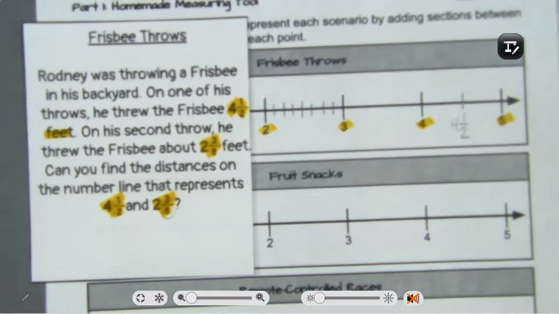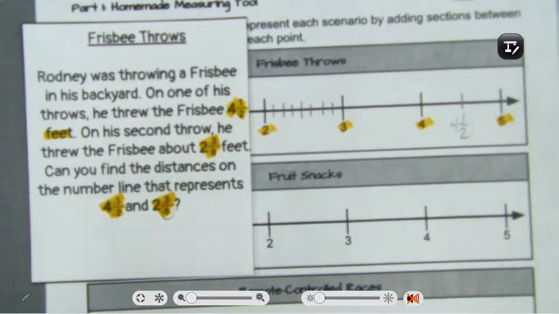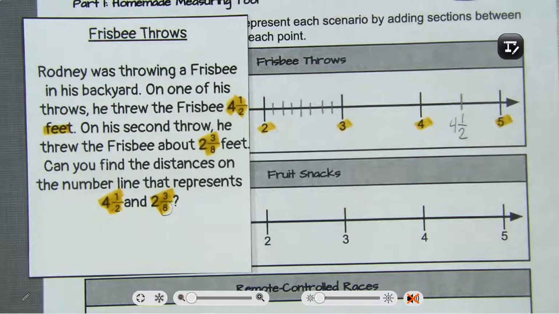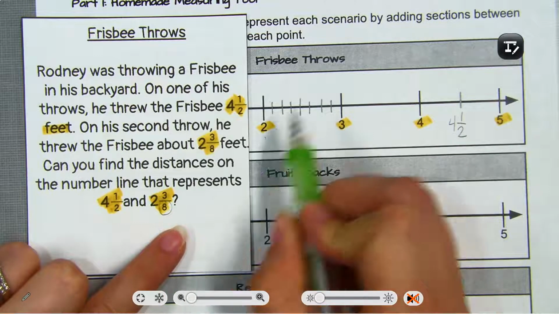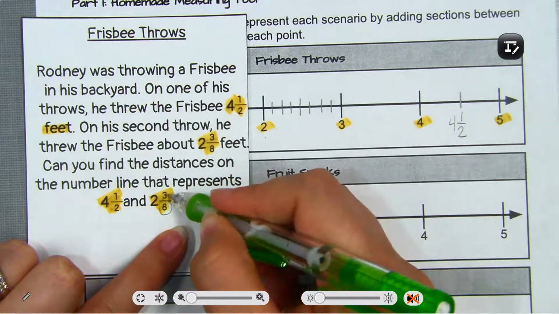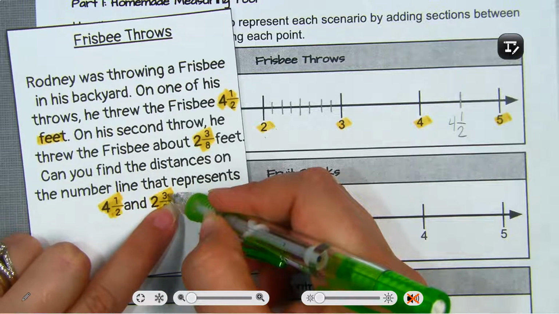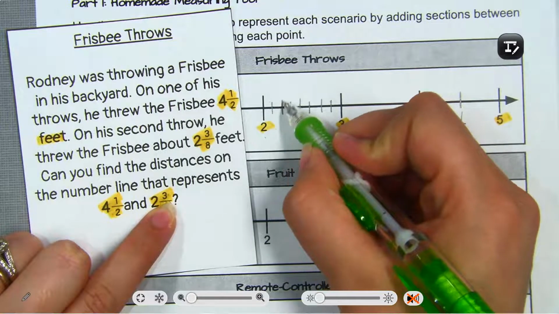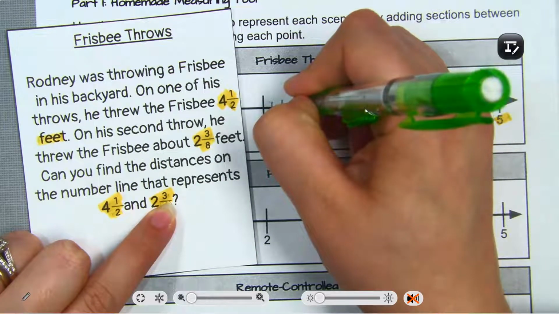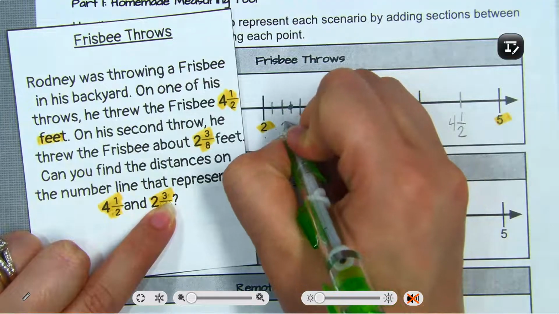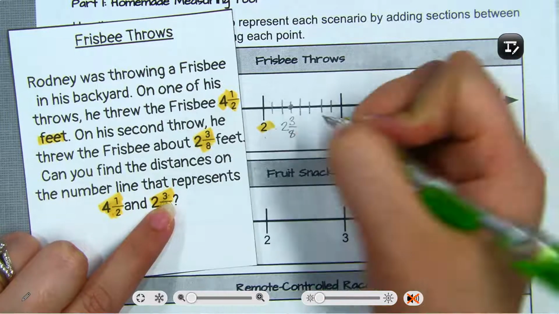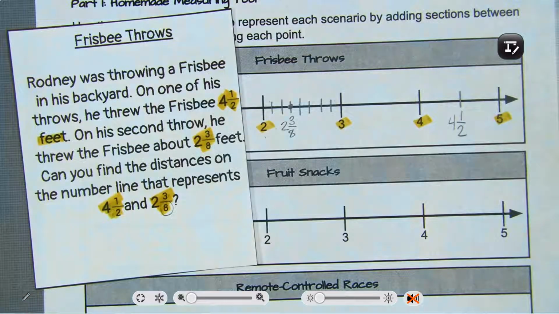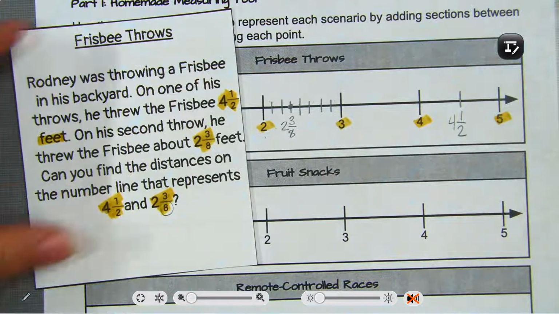Okay? Eight spaces. So I know that my whole number is 2. I know that my denominator is 8 and my numerator is 3. So that means that I need to jump or go to the third tick mark. So 1, 2, 3. So on this third tick mark, that would be 2 3/8. Okay, let's try another one.